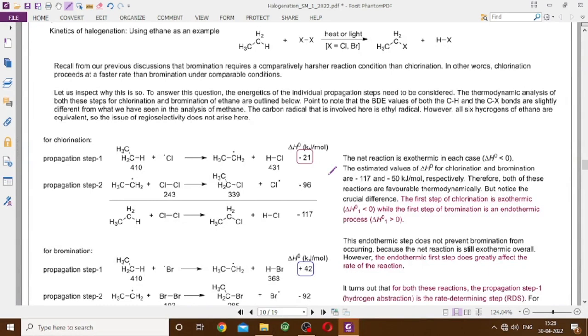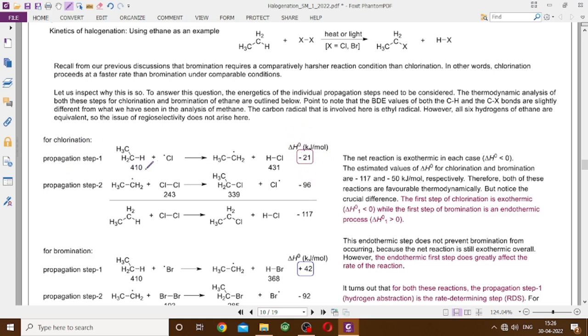Initiation is happening only once, and the propagation is happening millions of times after that. Termination is something which is also very infrequent, so we need to look at the propagation steps. And as we know, there are a couple of propagation steps. One is the hydrogen abstraction, and the second one is the halogen abstraction. So let us try to calculate the individual delta H0 values for all these propagation steps.